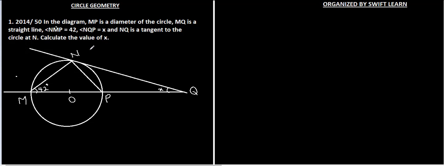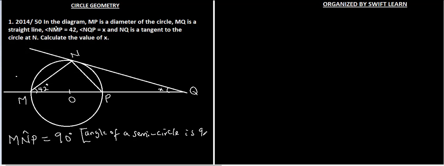So in finding the value of X, what are we going to do? First thing, I remember the third law says the angle of a semicircle is 90 degrees. That tells me that NMP is equal to 90 degrees. I'll write the reason so I can get my full mark in my exam. It's very needed in your forthcoming exam. Alright, angle of a semicircle is 90 degrees. Do you get that now?